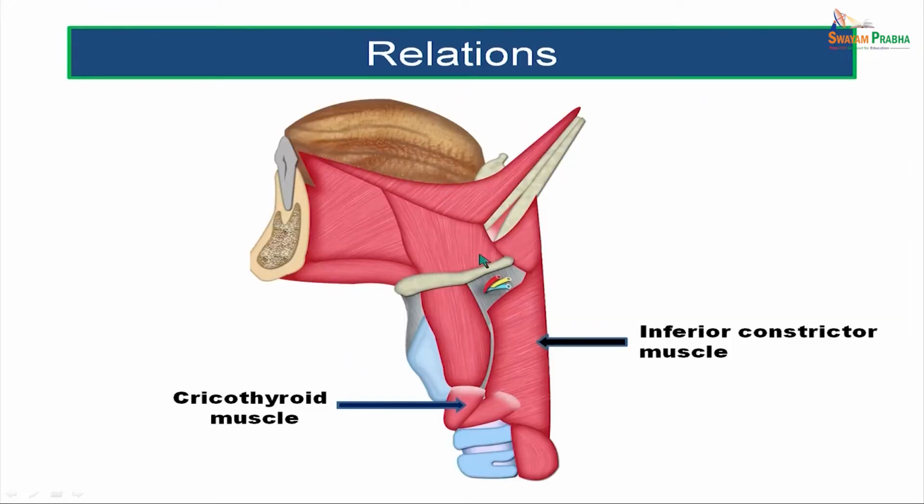You can see the two muscles in relation to the lateral lobe medial surface. This is the cricothyroid muscle connecting the cricoid cartilage to the thyroid cartilage, cricothyroid muscle supplied by external laryngeal nerve. This is the inferior constrictor muscle of the pharynx. So, these two muscles are on the medial side of the lateral lobe.